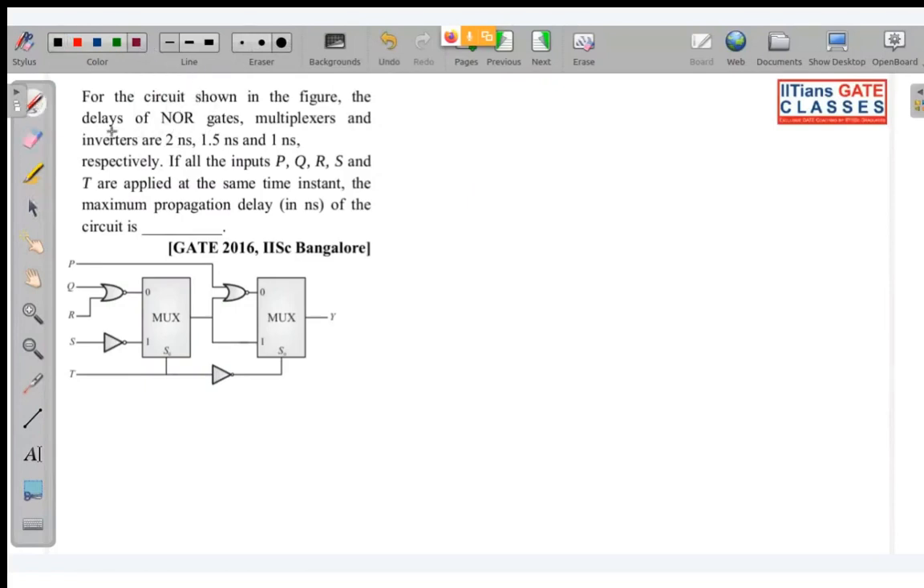So what is asked in this question? For the circuit shown in the figure, the delay of NOR gates, multiplexer and inverter are 2 nanoseconds, 1.5 and 1 nanosecond respectively. If all the inputs P, Q, R, S, T are applied at the same time, the maximum propagation delay in nanoseconds of the circuit is. So you need to find the maximum propagation delay of this circuit.